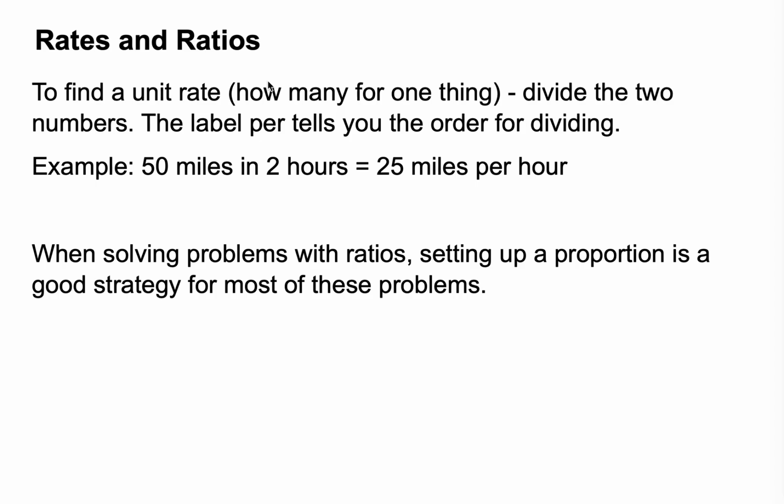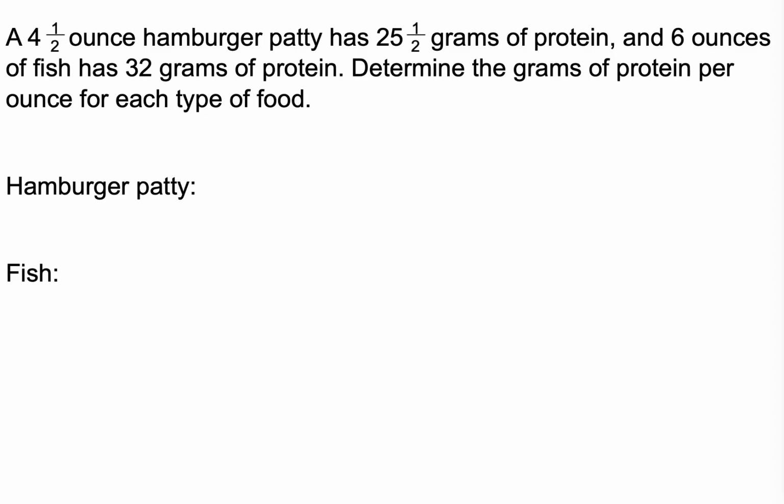When solving problems with ratios, setting up a proportion is a good strategy for most of these problems. All right, let's take a look at one. A 4.5 ounce hamburger patty has 25.5 grams of protein, and 6 ounces of fish has 32 grams of protein. Determine the grams of protein per ounce for each type of food.